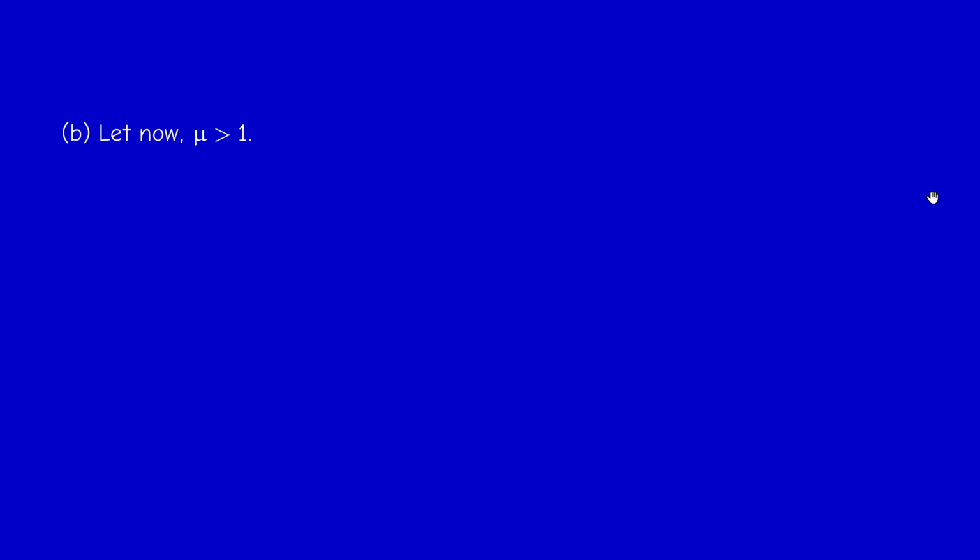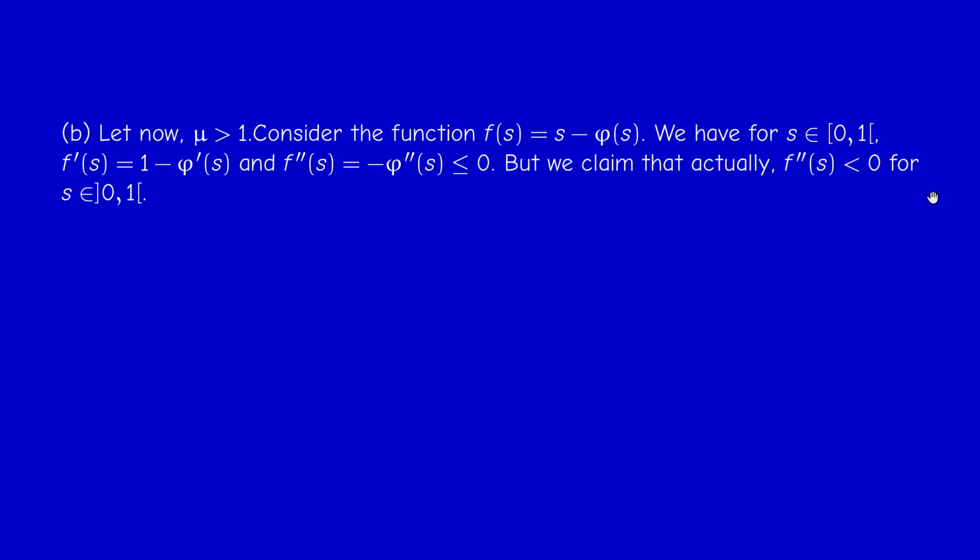Now, suppose that the mean value of reproduction is bigger than 1, and consider the function f of s equals s minus the PGF, phi of s. If we differentiate, f prime is 1 minus phi prime, and f double prime is minus phi double prime. And this quantity is less than or equal to 0. But actually, we claim that this is strictly less than 0, it cannot be 0. Let us prove this, that f double prime is strictly less than 0.